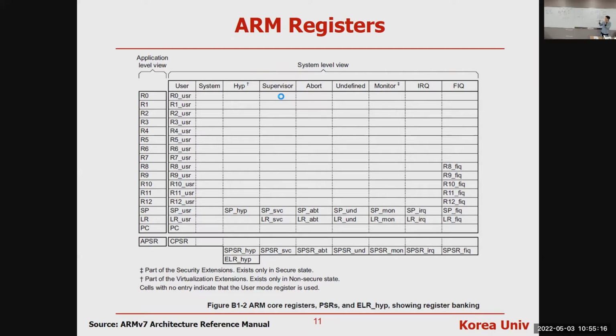Typically, you are running your application program, main, right? Hello world, that is executed in user mode. Then when an interrupt happens, the CPU will change to IRQ, FIQ, or supervisor mode.